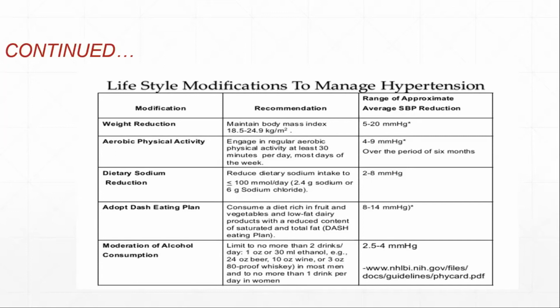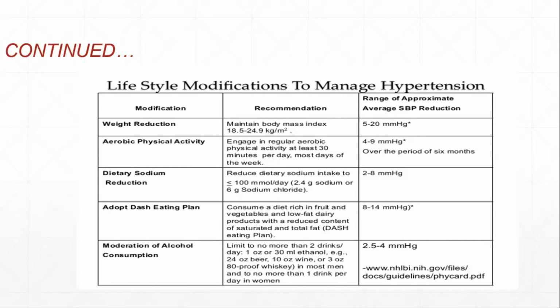Dietary sodium reduction. It is recommended to reduce salt intake to about 6 grams per day. This should decrease your systolic blood pressure by 2 to 8 millimeters of mercury. Adopting the DASH diet means that you consume food that is rich in fruit and vegetables and low-fat dairy products with reduced content of saturated and total fat. This should decrease your systolic blood pressure between 8 and 14 millimeters of mercury.